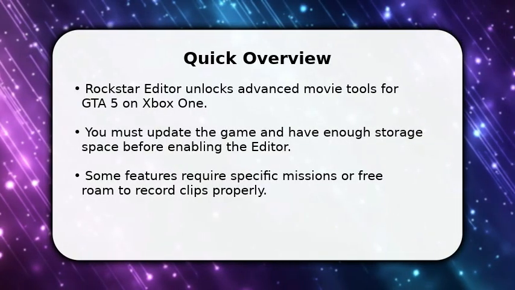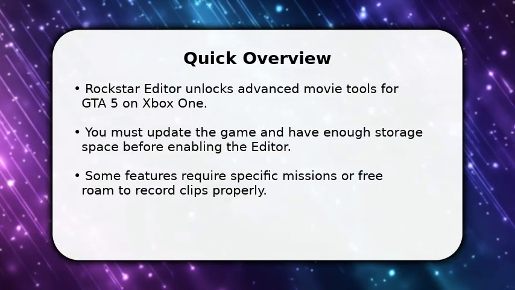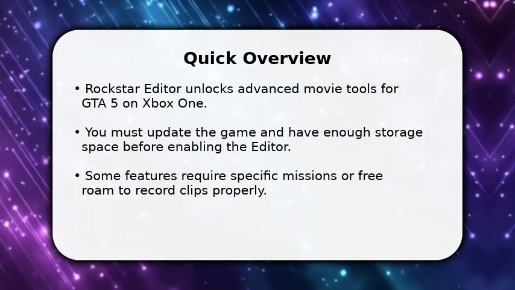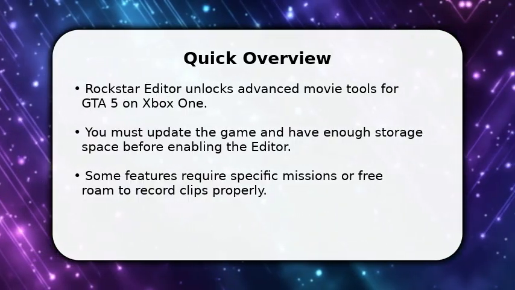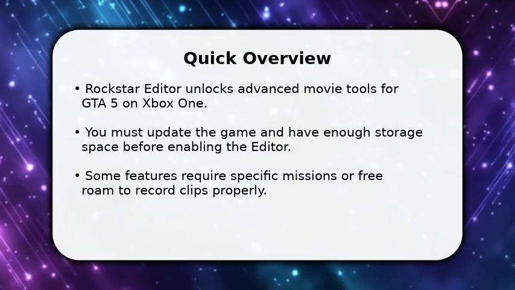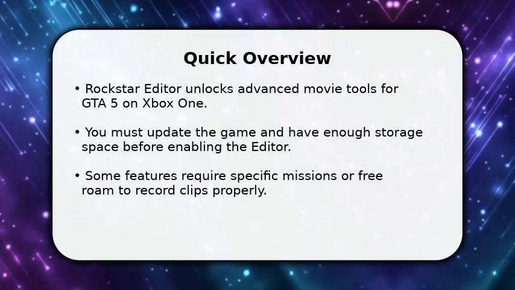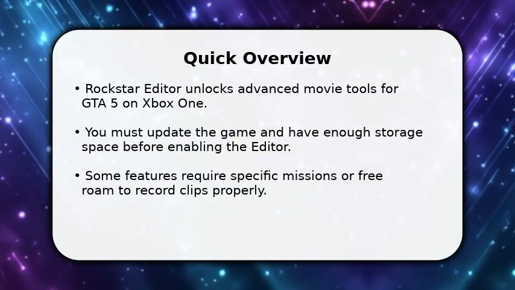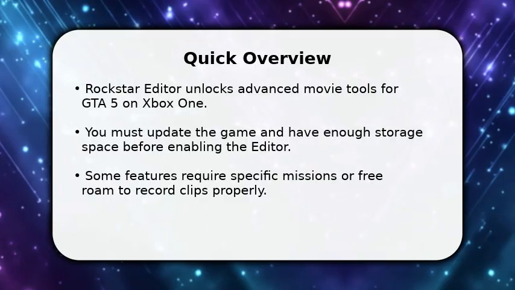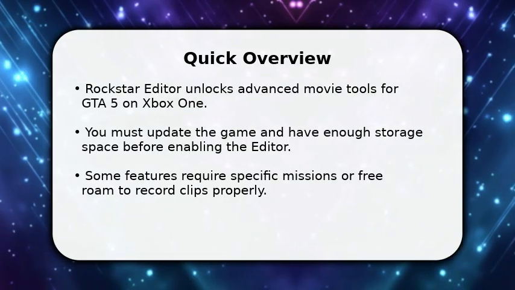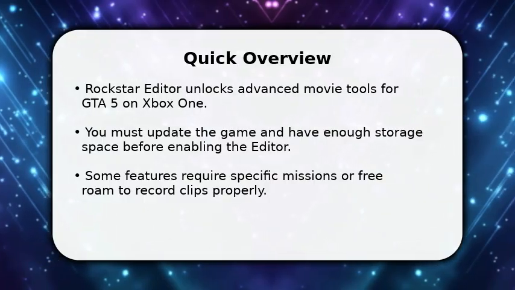In this video, I will show how to get Rockstar Editor GTA 5 Xbox One updated. Start by updating GTA 5 to the latest version and reboot your console. Open Story Mode and verify you have saved progress and at least 10 GB free space. Locate the Rockstar Editor option in the pause menu after completing or loading a mission, then record clips and enter the editor to stitch scenes together.